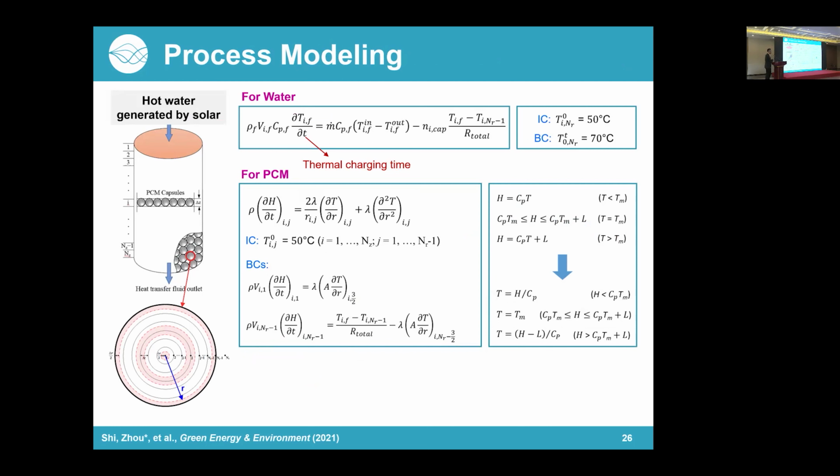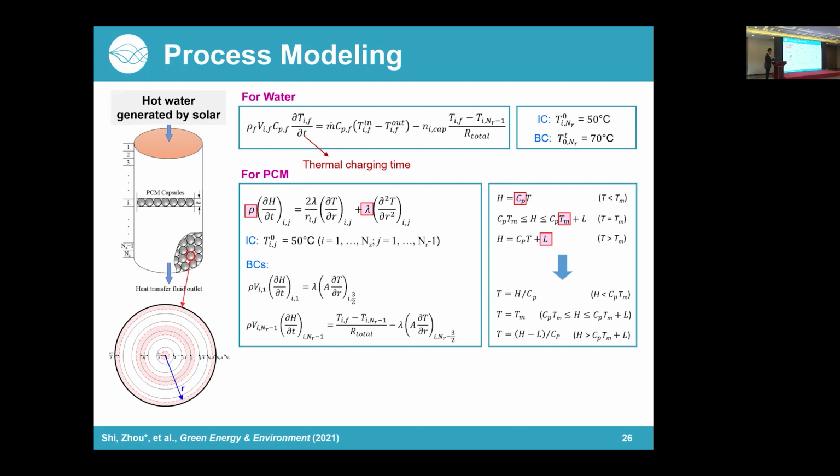Here is a hot water-driven thermal tank, where we pack the PCM material, a circle bore PCM material, inside of the tank. Then we formulate this kind of heat transfer problem into a partial differential equation, basically. And then you solve this partial differential equation. For water, we have a heat balance. For PCM, we have heat balance. We have initial condition, we have boundary condition, we have some other conditions.